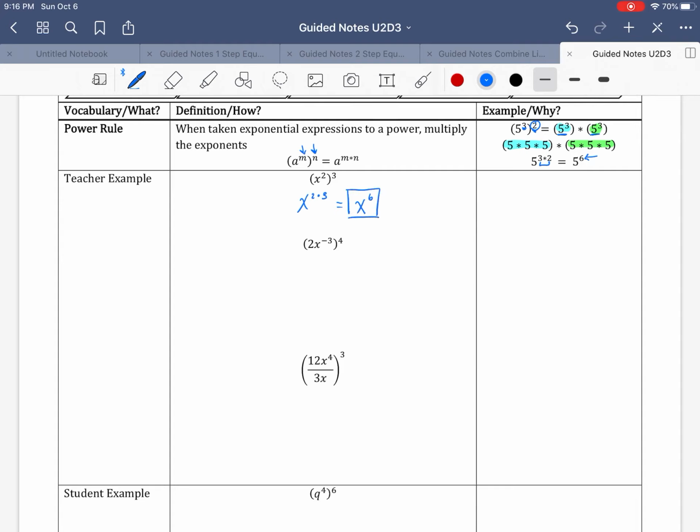Now when we do 2x to the negative third to the 4th power, we actually have two things that we're needing to multiply. This 2 actually is 2 to the 1st power, and this x to the negative third. So if we're multiplying all of this to the 4th power, we need to do 2, 1 times 4, and then x to the negative 3 times 4. So we have 2 to the 4th power, x to the negative 12th power, which equals 16x to the negative 12th power. We know that when we have a negative exponent, we need to bring it down to the denominator, so our final answer is actually 16 over x to the 12th.